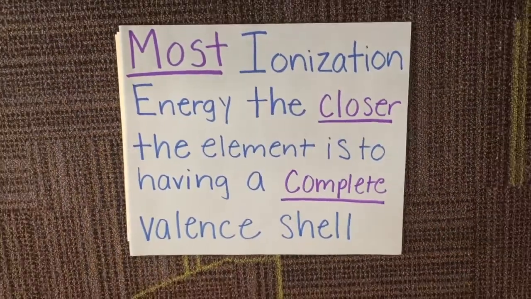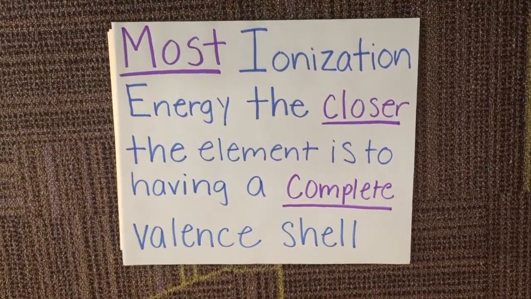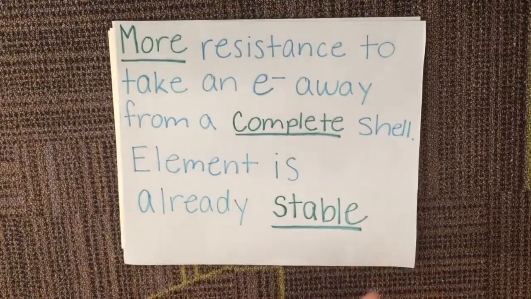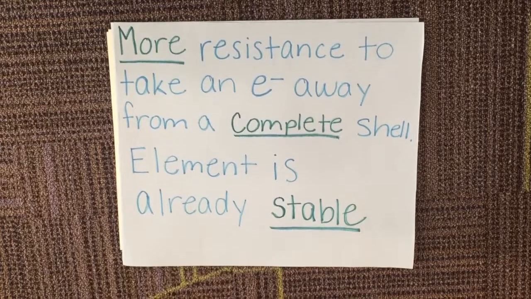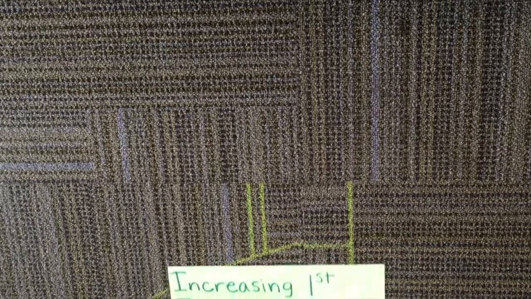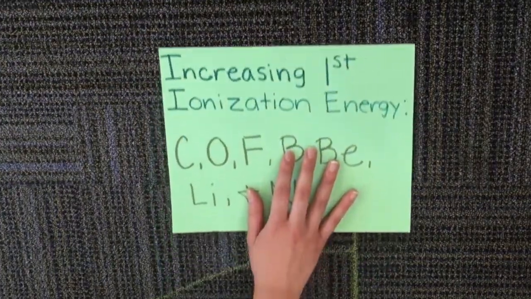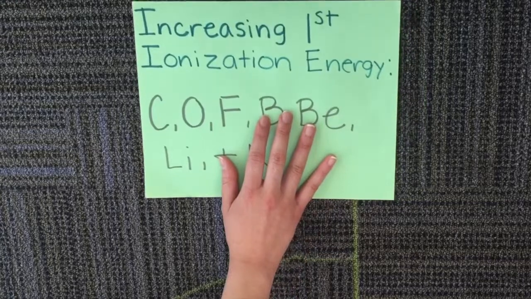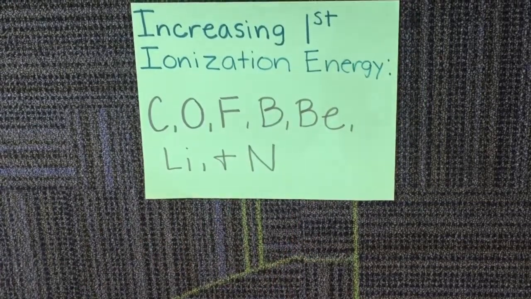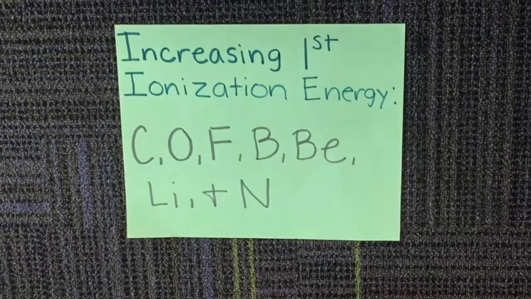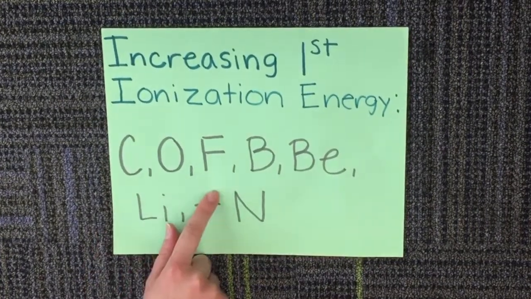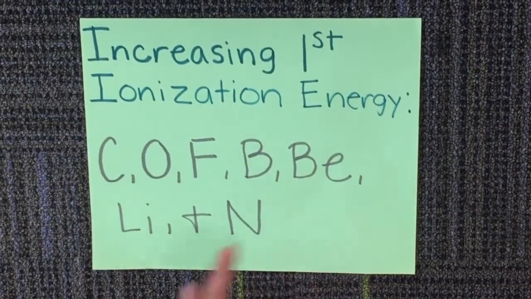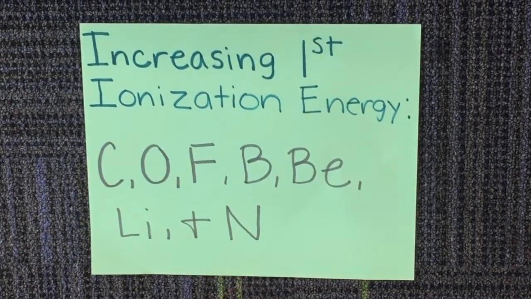There is the most ionization energy the closer the element is to having a complete valence shell, because there will be more resistance to take an electron away from a complete shell since the element is already stable. To review, let's do a couple examples on putting elements in order based on their ionization energies. To start, put the following elements in order of increasing first ionization energy: carbon, oxygen, fluorine, boron, beryllium, lithium, and nitrogen.